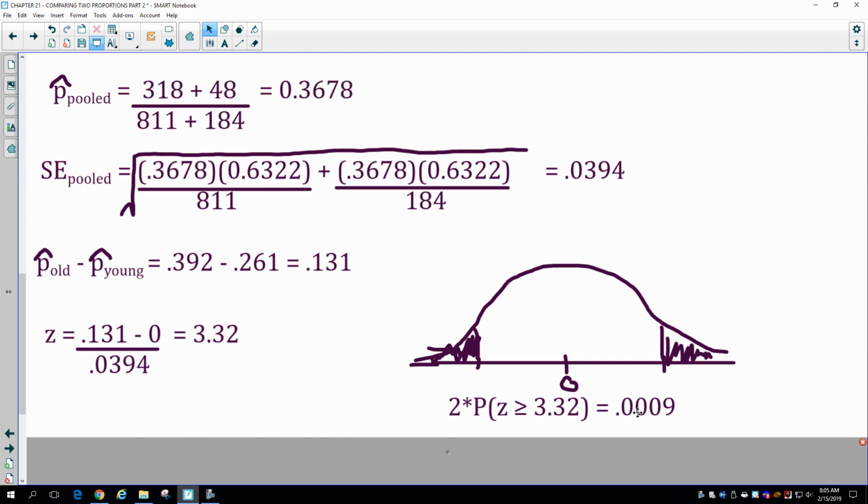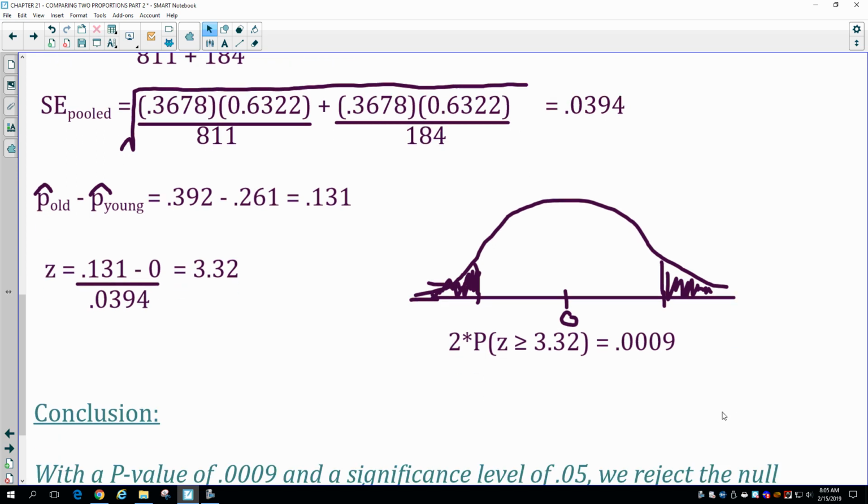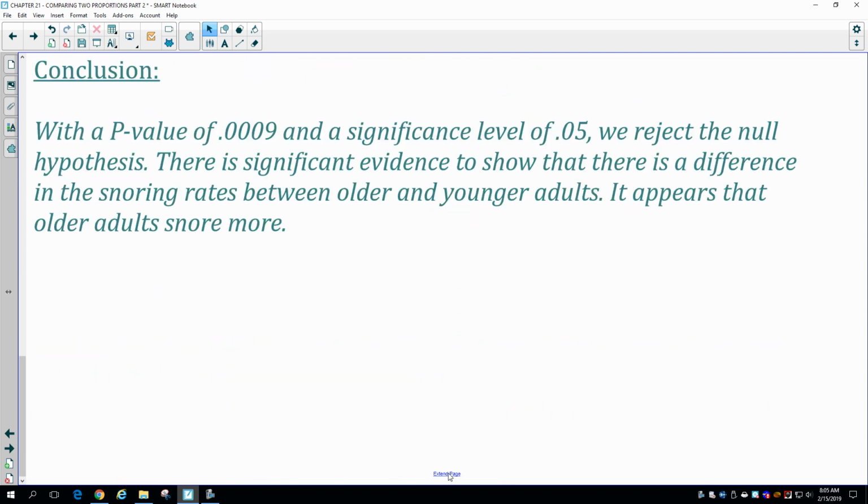Hopefully we know by now that the p-value is much smaller than alpha, 0.05, and so we're going to reject the null hypothesis, and we're going to conclude that there's significant evidence of a difference between the age groups. And I wrote a conclusion up here. So there's significant evidence to show that there's a difference in snoring rates between older and younger adults. And since we subtracted the older minus the younger, we can conclude that it appears the older adults snore more than the younger.